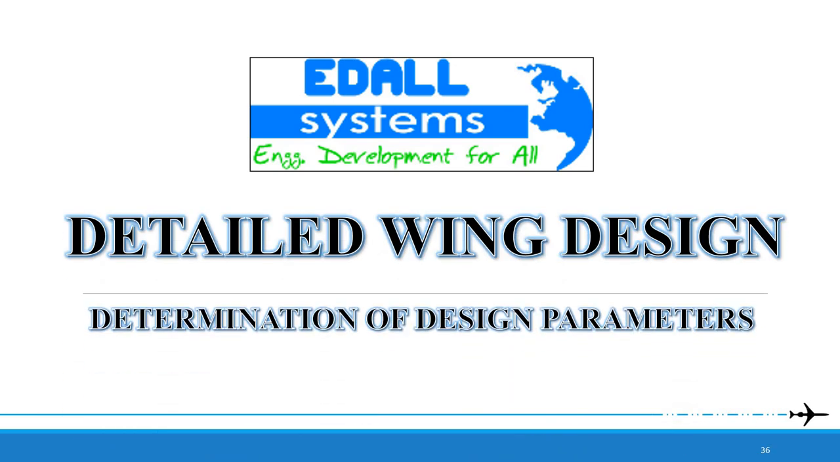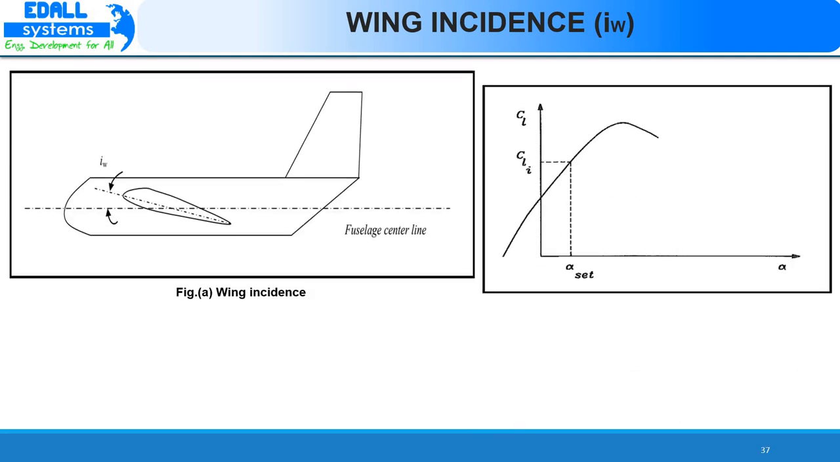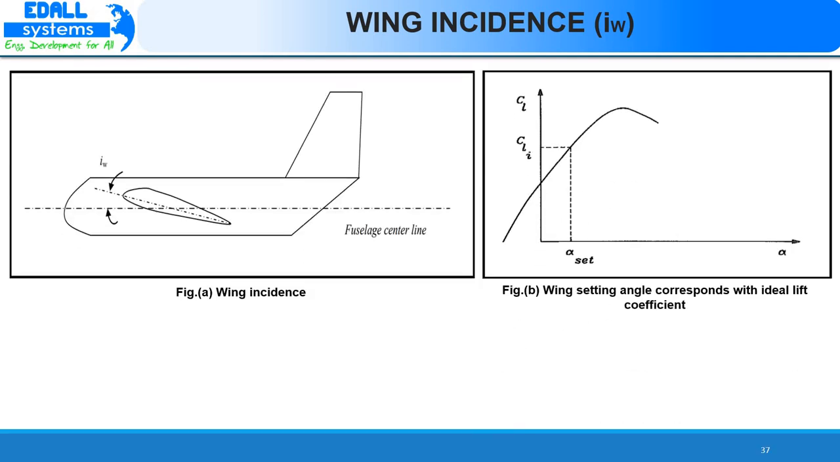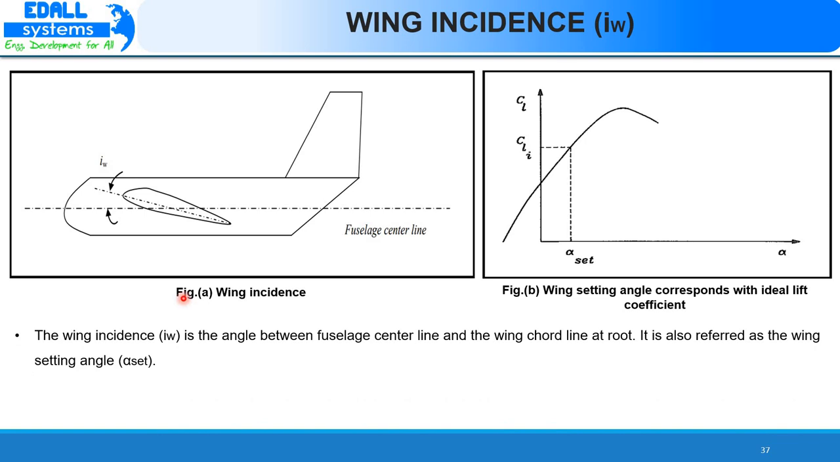In this session, I will discuss determination of wing designing parameters. The first parameter we have is wing incidence. Figure A shows wing incidence, which is the angle between the fuselage center line and the wing chord line at its root. It is also referred to as wing setting angle and is denoted as alpha set.